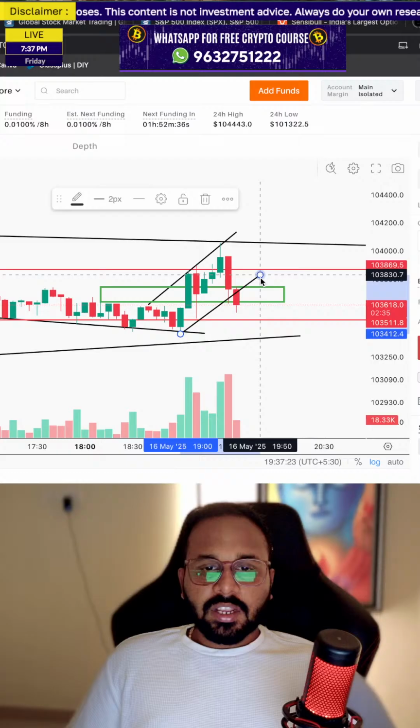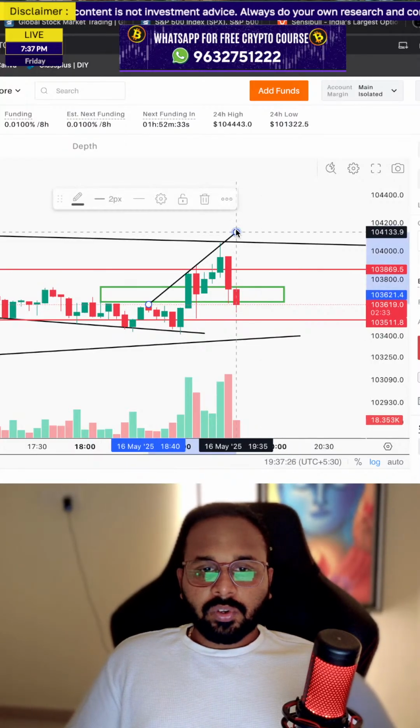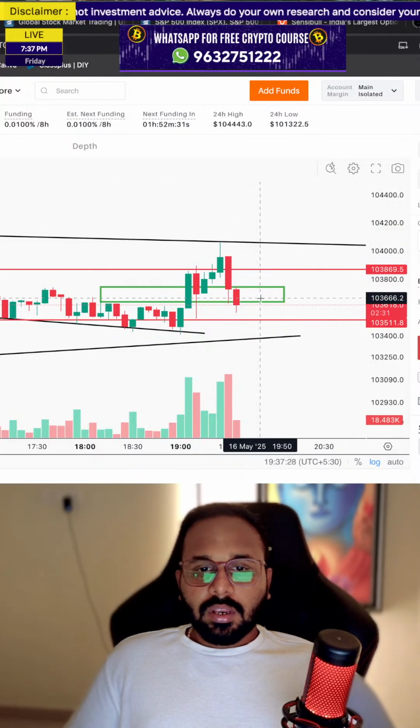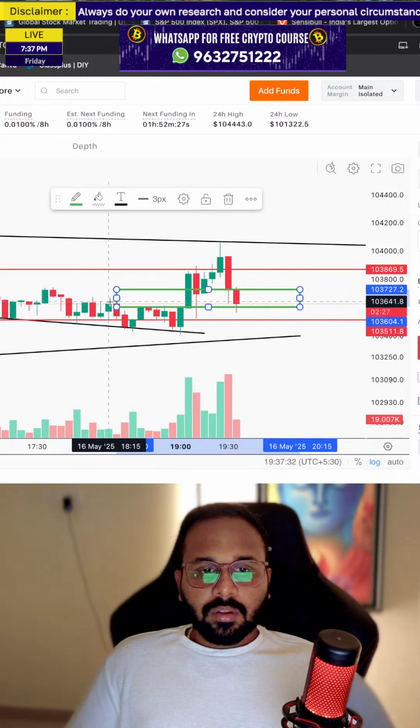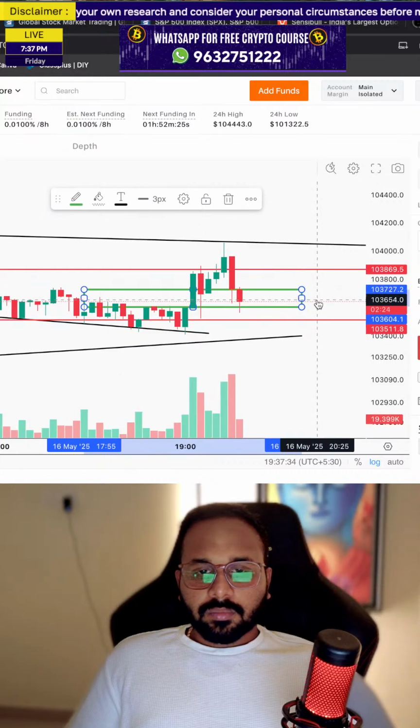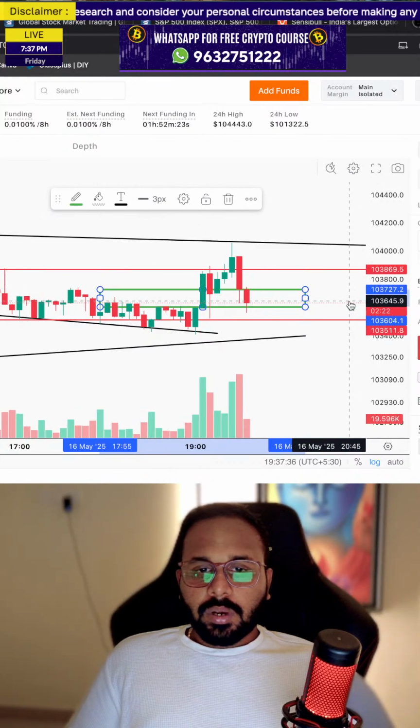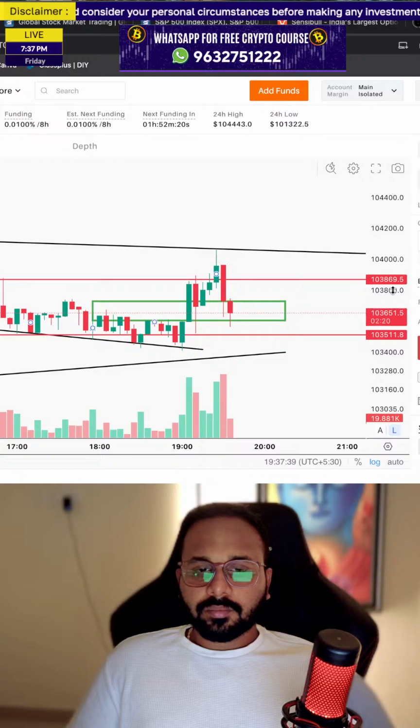This channel market has broken, so it's no more useful for us. Let's get this buying pressure zone here. Okay, how well market sustains this zone.